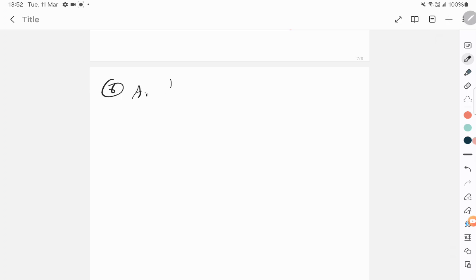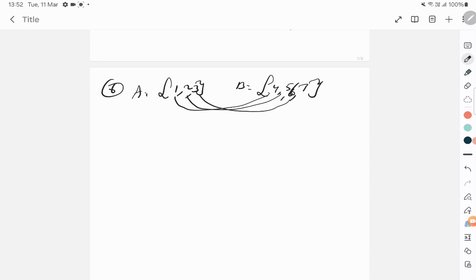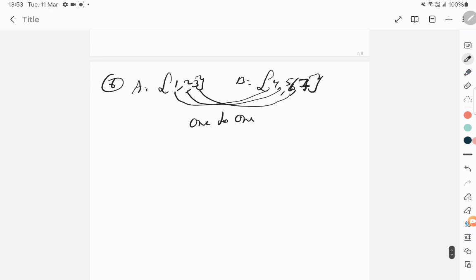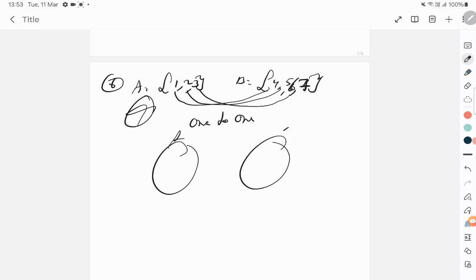6th question, they've given A is equal to {1, 2, 3} and B is equal to {4, 5, 6, 7}. They have mapped it: 1 is related to 4, 2 is related to 5, 3 is related to 6. It's given in the question. So this shows it's definitely 1 to 1. Each one is mapped to 1. But 7 is an orphan, 7 in the codomain. A is the domain and B is the codomain.